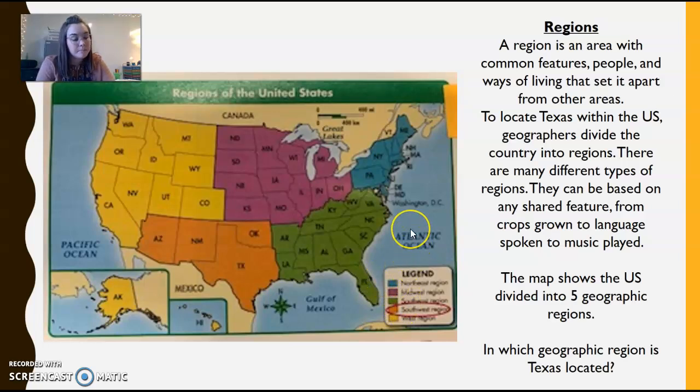Okay, pause. If you said Southwest region, you are correct. Texas is located in the Southwest region.